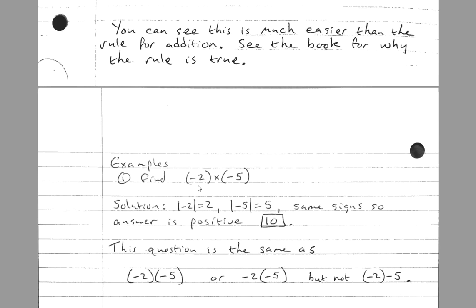Example 1, find negative 2 times negative 5. Here we're emphasizing that the operation is now changed to multiplication. So negative 2 times negative 5. The positive parts of these two numbers are just 2 and 5, and the product is 10. These two numbers have the same sign, so the answer has to be positive. So the answer is positive 10.